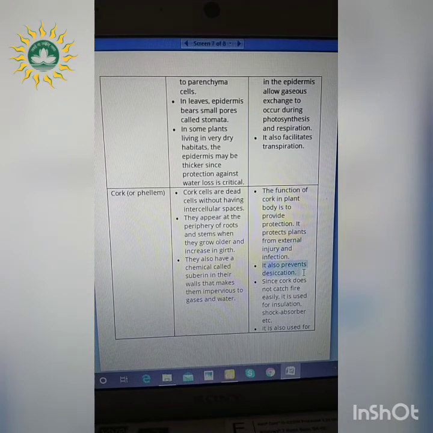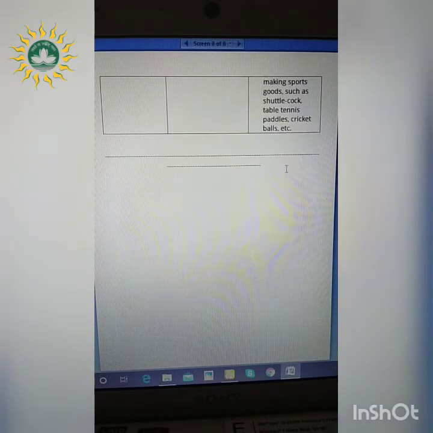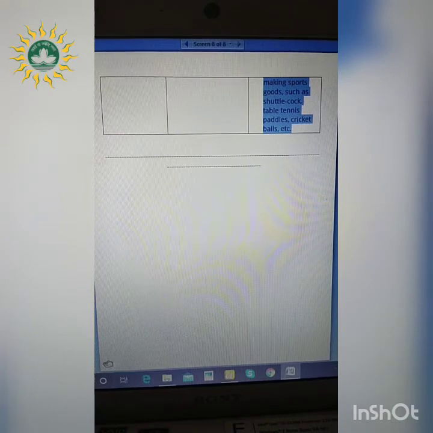It also prevents desiccation, that means water loss. It is helping in the process of preventing water loss. And since the cork does not catch fire easily, it is also used for insulation and shock absorption. It is also used for making sports goods such as shuttlecock, table tennis paddles and cricket balls. So these are again important because of the cork cells which are present.